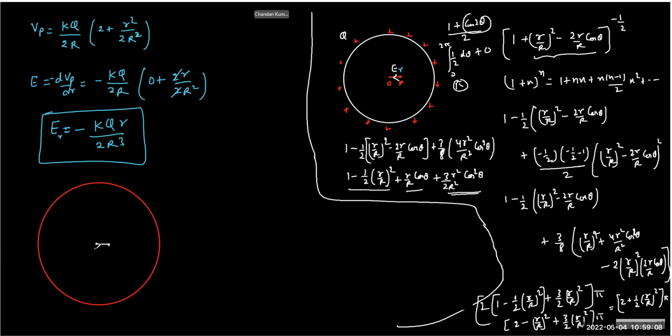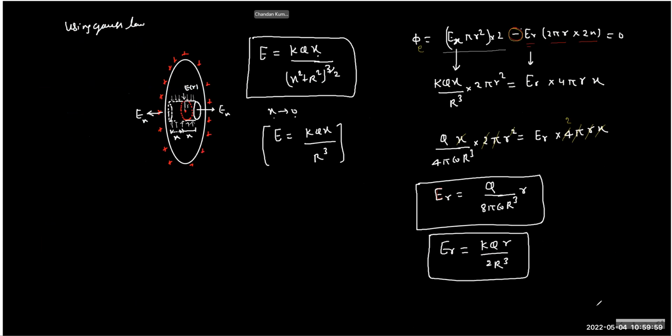So if you go from center to the point P at a distance r, then the net field will be like this, assuming this ring is uniformly charged, and this electric field will be given by the value KQR by 2RQ. Yeah. Okay. And this method is easier one, right?